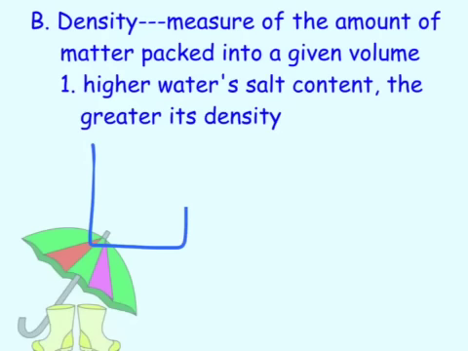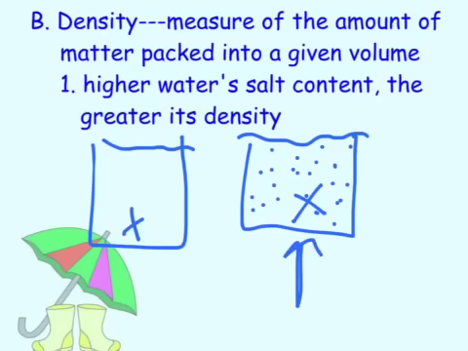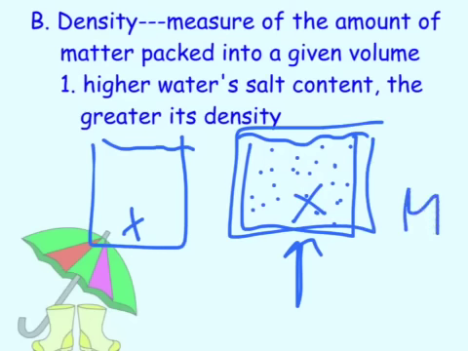So if you look at a couple of beakers that have water in them, if this one has just water, and this one has water plus all of these salt particles packed into the same amount of space, this is going to have a greater density because it has more matter packed into that same amount of space, so its mass is higher and its volume is the same. And that, of course, is density.